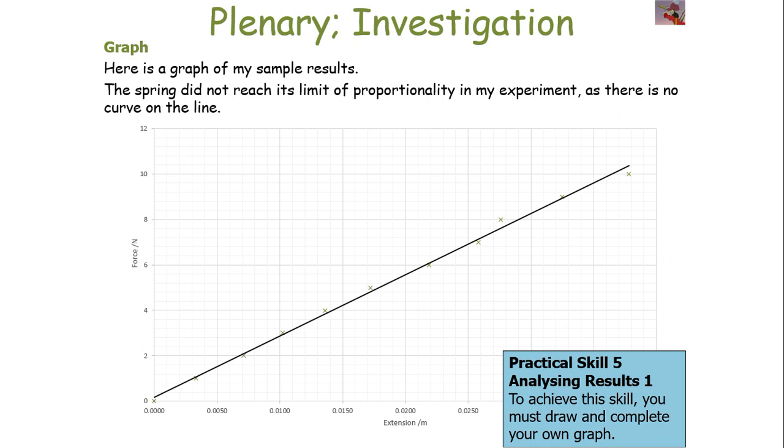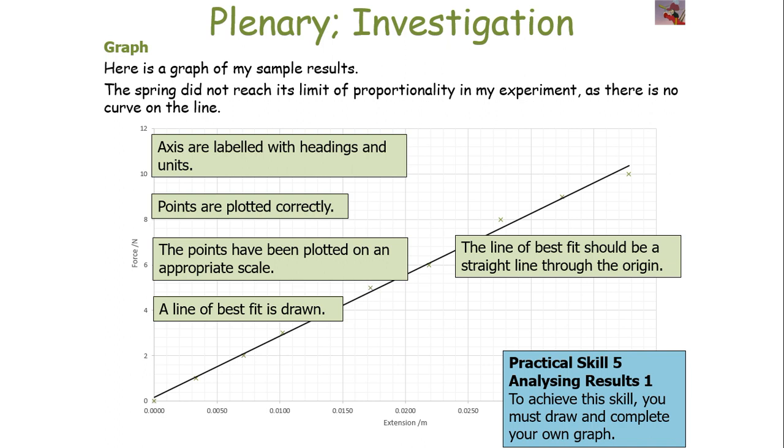Now, in your graph, you should draw your line of best fit in when you've got your force on the y-axis and your extension on the x-axis. Make sure all your axes are labelled with headings and units, your plots are plotted correctly, you've got an appropriate scale, and you've drawn a line of best fit. You can see from my data that I didn't actually reach a limit of proportionality. The spring stayed completely elastic because the line has not yet started to curve.